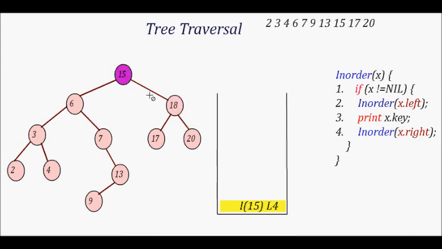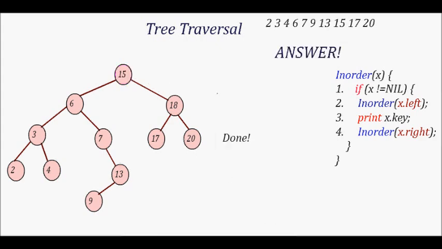Okay, so it returns back from where it came, and now all its lines have been executed, so it just ends. So the answer is 2, 3, 4, 6, 7, 9, 13. Okay, and then 15, then 17, and then 18 is missing, which we should have printed, and then 20. So this is done, this is the answer.